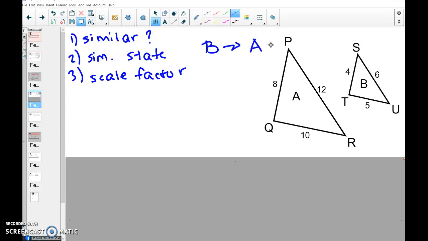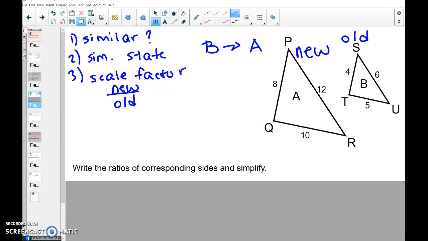All right, well, if it's from B to A, which one's the old one? Obviously, that means B is old, A is new. So make sure to mark that on your paper before we move on. Old to new. It's going to be important for our scale factor, because scale factor is always new over old. It's always going to be that.